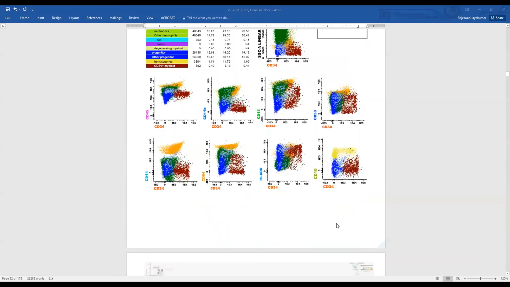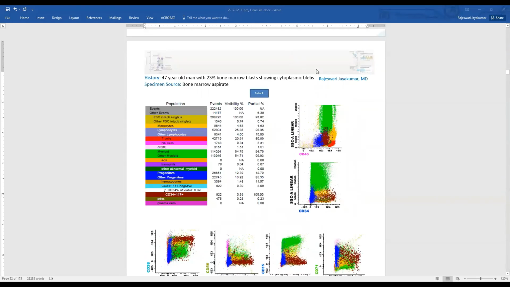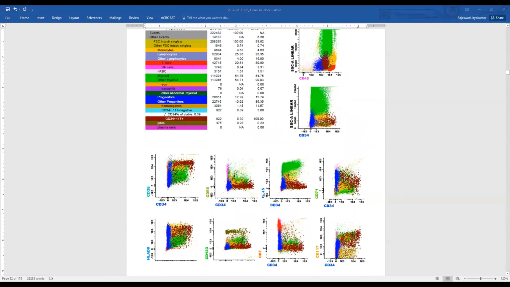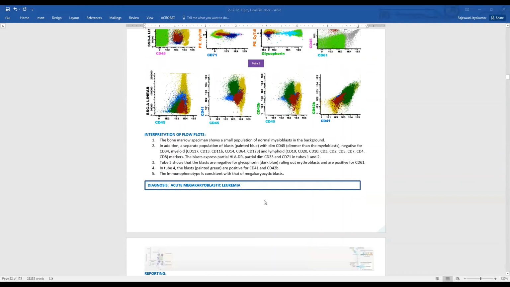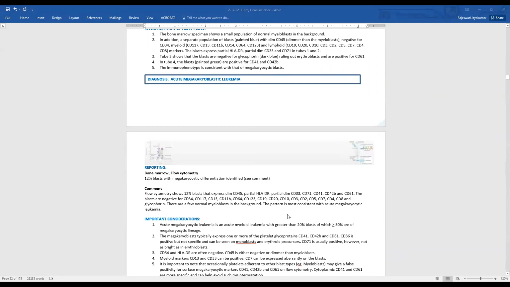If you remember, the history also says that the blast shows cytoplasmic blebs. That is another clue that erythroid and megakaryocytic blasts can often show those cytoplasmic blebs, especially megakaryocytic blasts. The final diagnosis in this case turned out to be acute megakaryoblastic leukemia. But when we report it, we could not call it directly from the flow cytometer because our blast percentage was less than 20%.